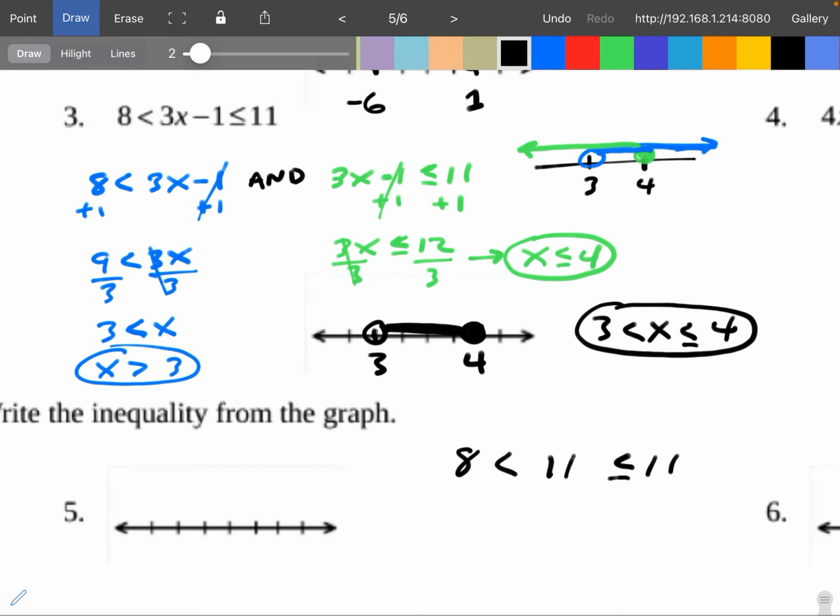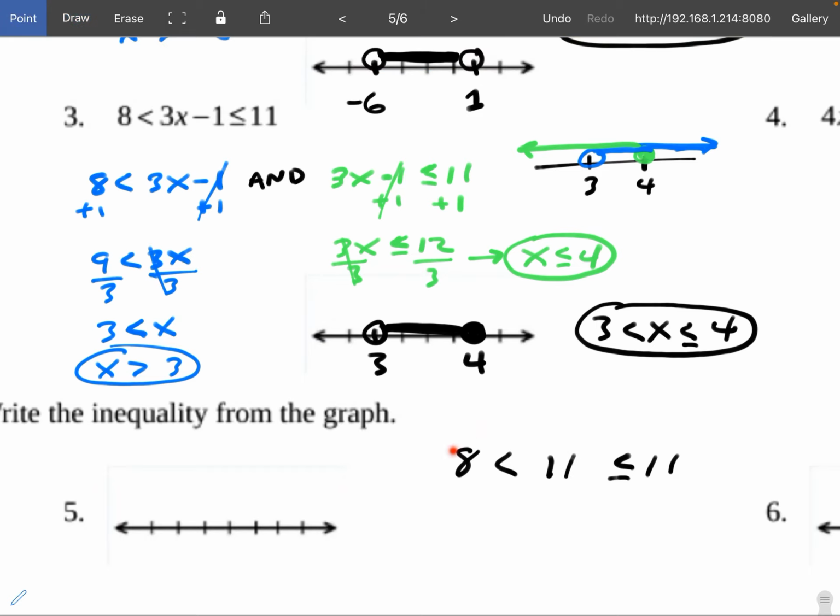So if you put 4 in right here for this x, what's 3 times 4? 12 minus 1. What's that? 11. So you would have 11 right here. Is that thing true? This thing right here? Is 8 less than 11 a less than or equal to 11?